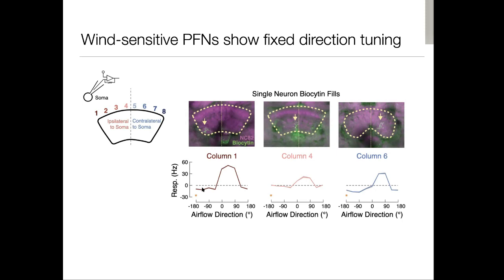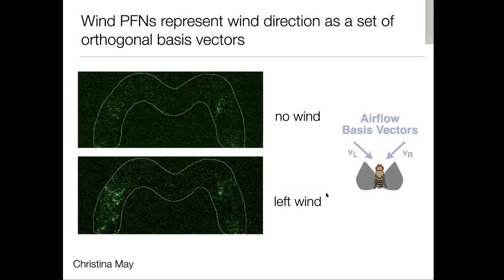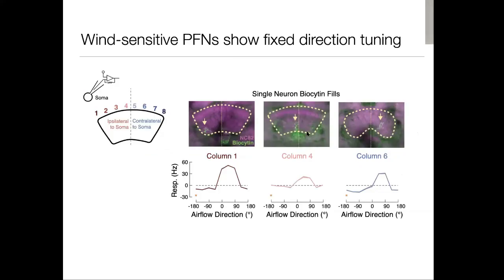So this was sort of confusing to us at the time, but especially when these studies that Larry mentioned in his talk came out, talking about how PFNs might encode things like optic flow as basis vectors, this sort of made sense to us. So we think that these ventral PFNs are encoding airflow direction as a set of basis vectors. The one thing that I didn't show you here is that if Tim recorded on the opposite side of the brain, the neurons had the opposite tuning. So those neurons prefer wind from 45 degrees on that side of the brain and are inhibited by the other side.